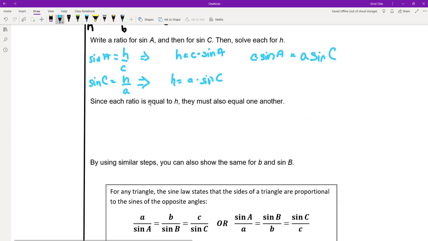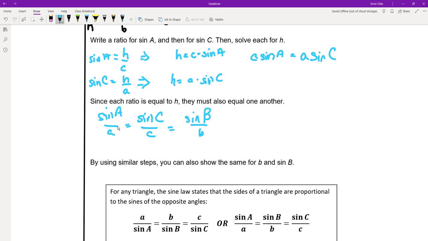It says here, since each ratio is equal to H, they must also equal each other. Well, that means I can rewrite this expression by dividing both sides by little a and dividing both sides by little c. And so now I have sine angle A over little a is equal to sine of angle C over little c. Do you sort of see a pattern here? It looks like the angle and the corresponding side, so we can continue on: sine of angle B over little b.